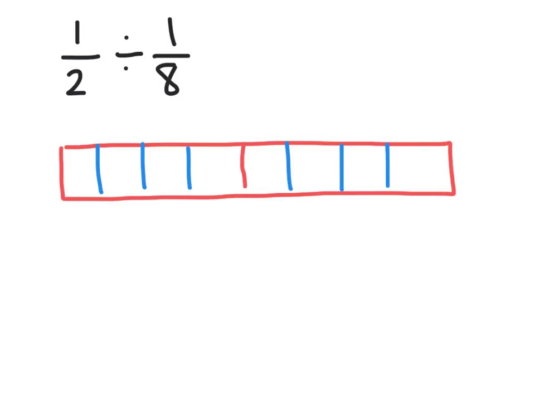You can just check right there. 1, 2, 3, 4, 5, 6, 7, 8. And what I see is inside my 1/2, there are 1, 2, 3, 4 1/8. Excellent. I've got an answer. That's 4. But we don't always want to draw a picture.